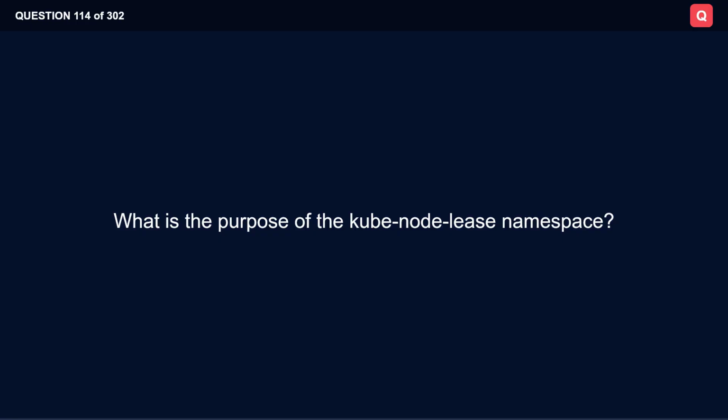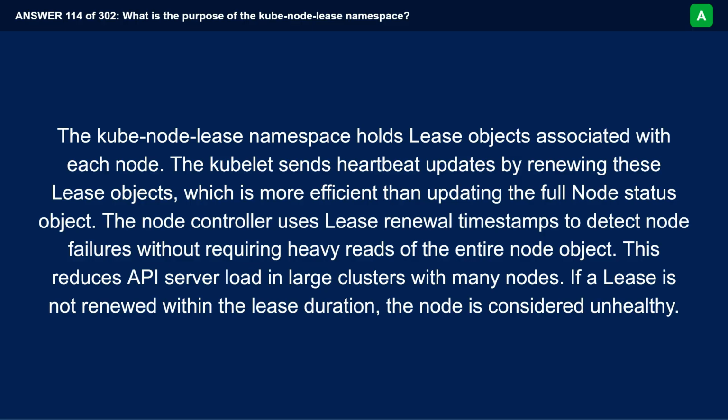What is the purpose of the kube-node-lease namespace? The kube-node-lease namespace holds lease objects associated with each node. The kubelet sends heartbeat updates by renewing these lease objects, which is more efficient than updating the full node status object. The node controller uses lease renewal timestamps to detect node failures without requiring heavy reads of the entire node object. This reduces API server load in large clusters with many nodes. If a lease is not renewed within the lease duration, the node is considered unhealthy.